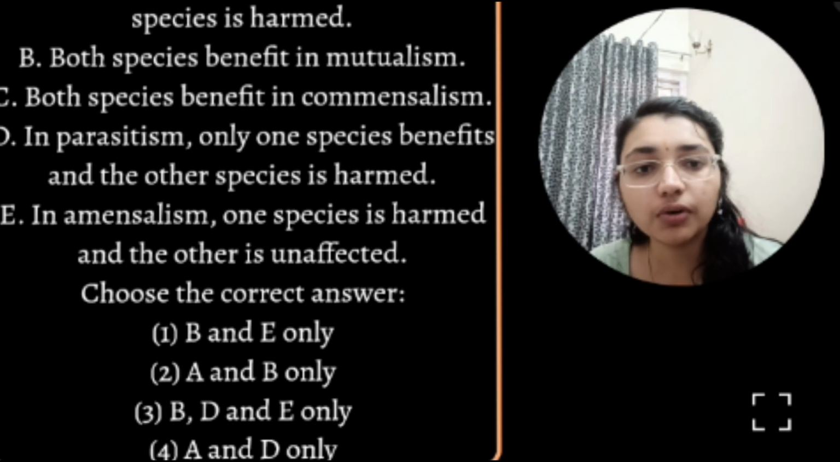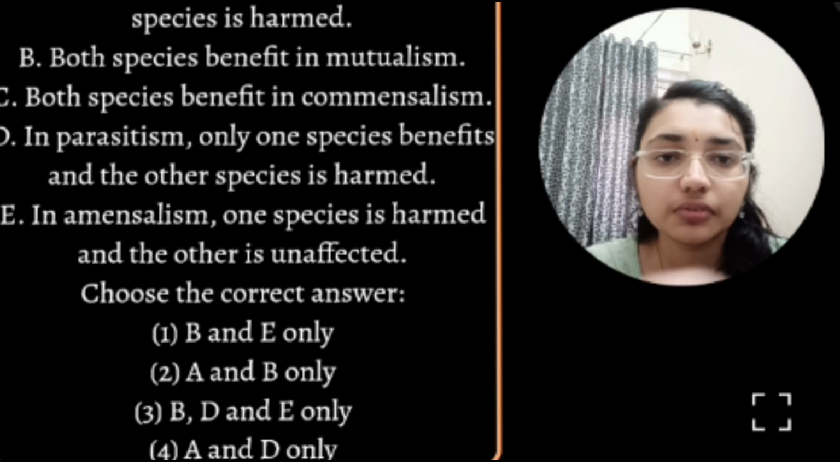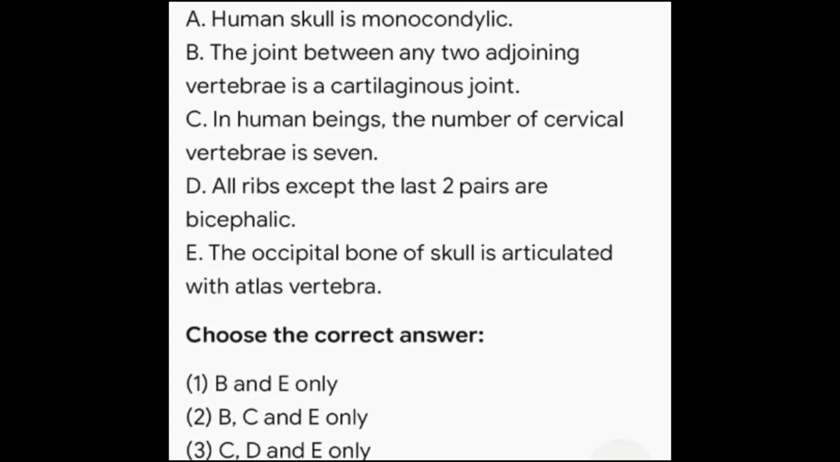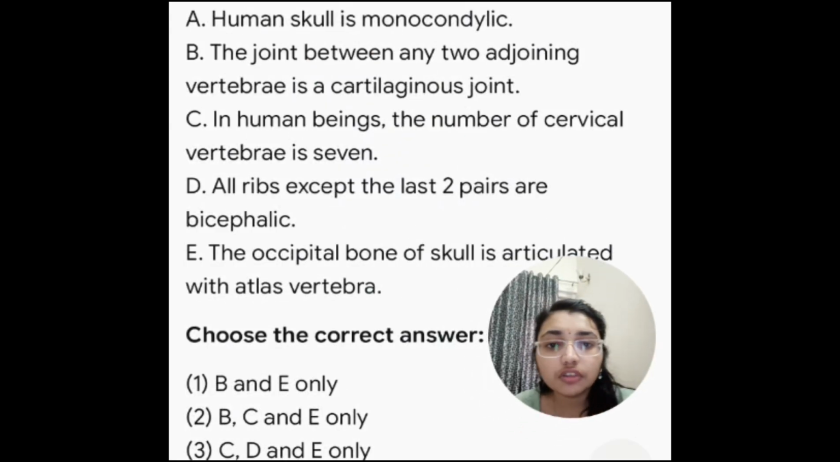So now moving on to the next question. So here we have to tell which of the following statement are correct with refer to the human endoskeleton. Human skull is monochondric, wrong. We have to tell which one is correct. Here the joint between any two adjoining vertebrae is in cartilaginous joint, wrong. Then in human being the number of cervical vertebrae is 7, true.